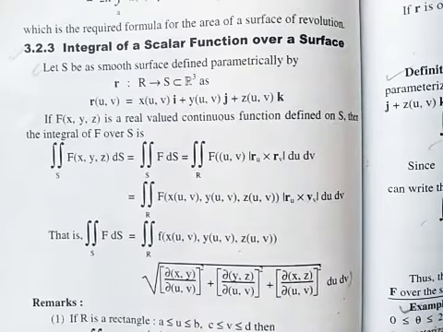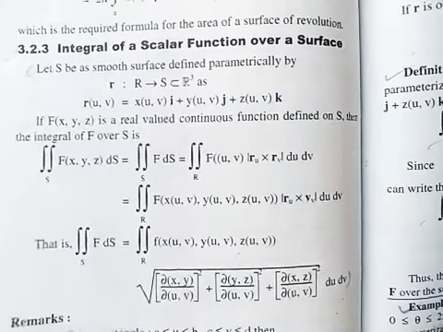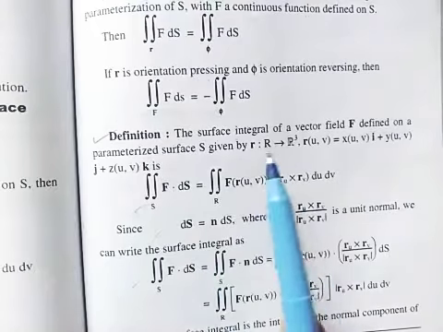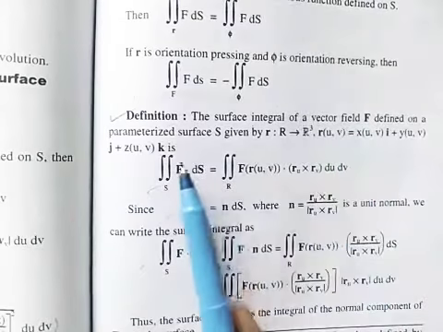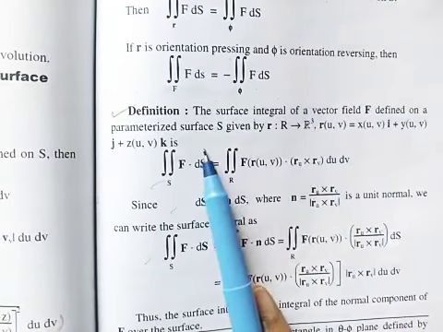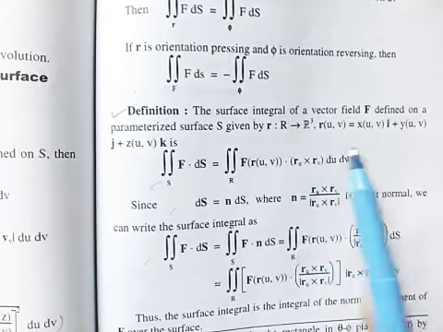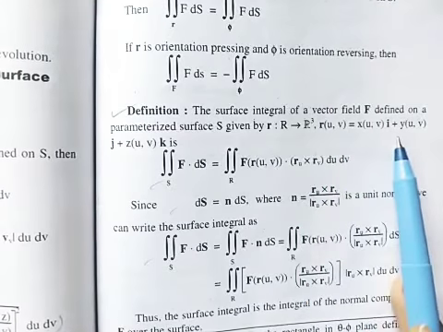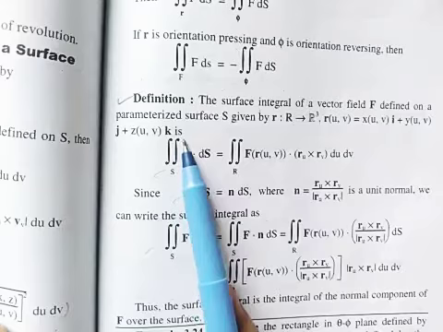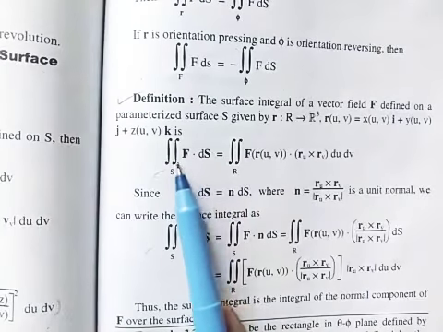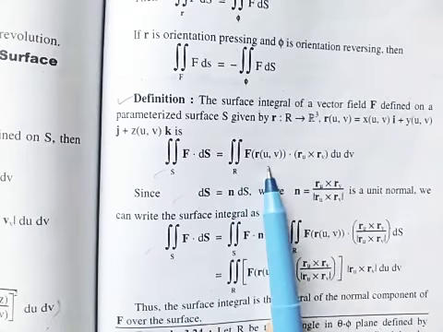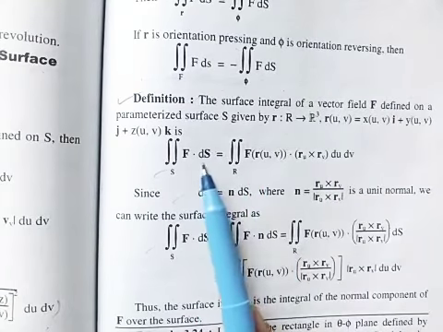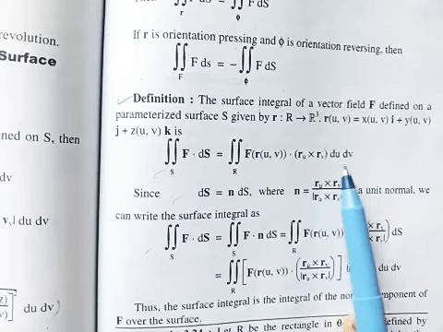Again there is another definition. The surface integral, again we can calculate it, suppose surface integral of a vector field F is defined on a parameterized surface S, and suppose it is given by small r from R to R cube by r of u, v is x(u,v) i plus y(u,v) j plus z(u,v) k. Now it can be calculated as double integral F dot dS is equal to double integral of this capital F, which is a function of r of u, v, this dS is ru cross rv du dv.